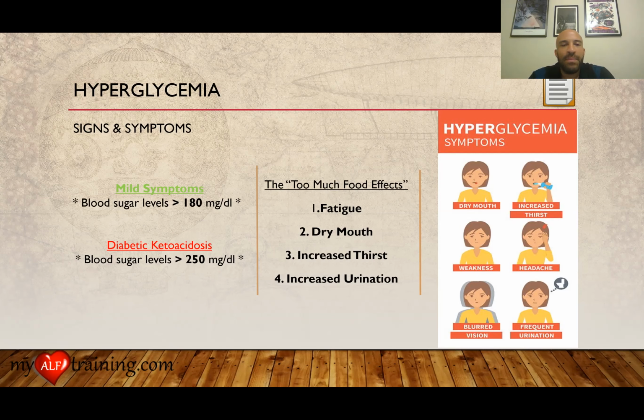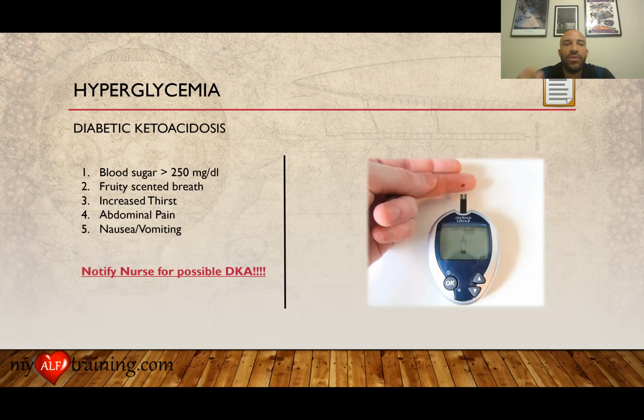Now, patients with diabetes, if their blood sugar goes above 250, it can cause them to go into something much worse than just hyperglycemia, which is diabetic ketoacidosis. It is more commonly known as DKA. Now, just because the blood sugar is greater than 250, that does not mean the patient is automatically suffering from diabetic ketoacidosis or DKA.